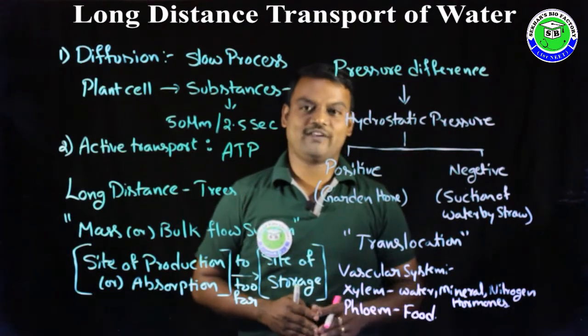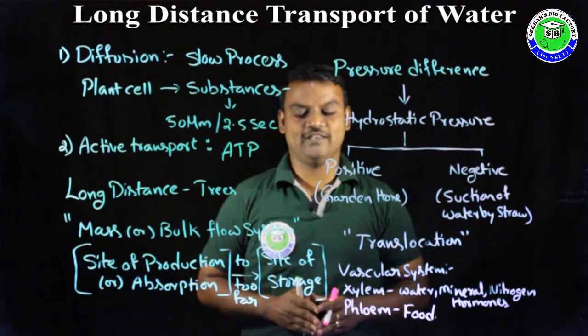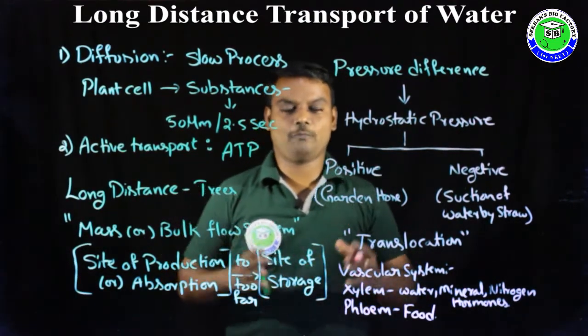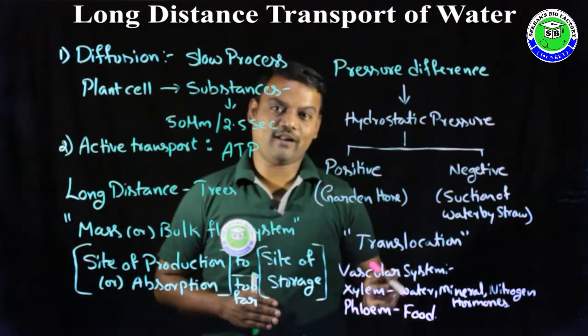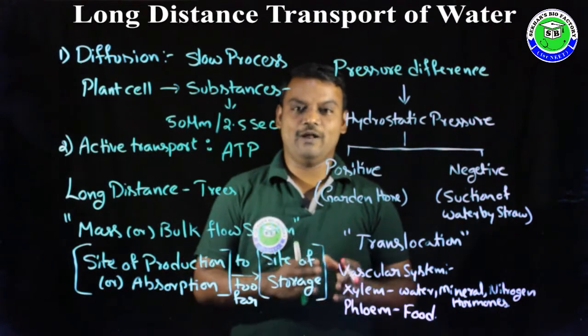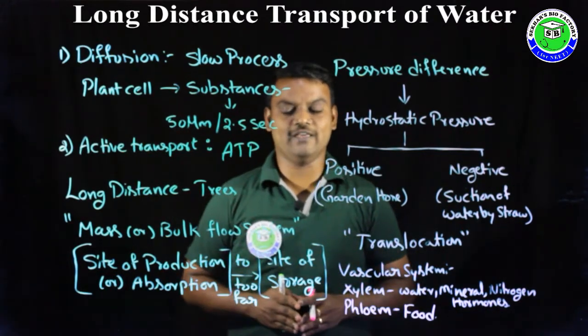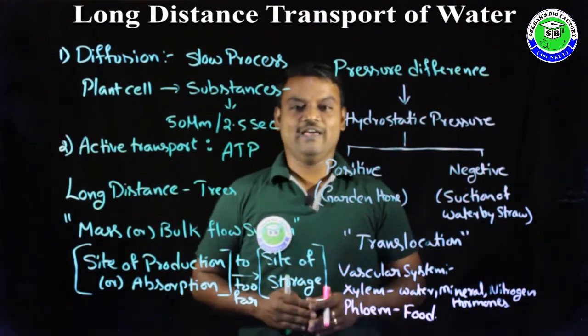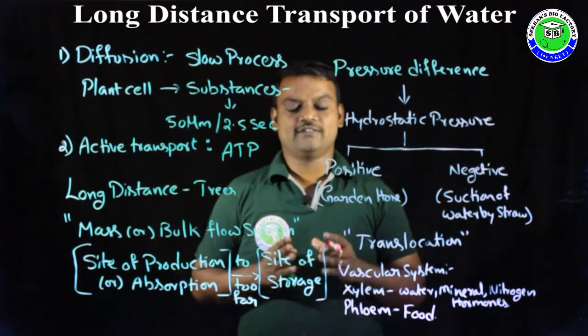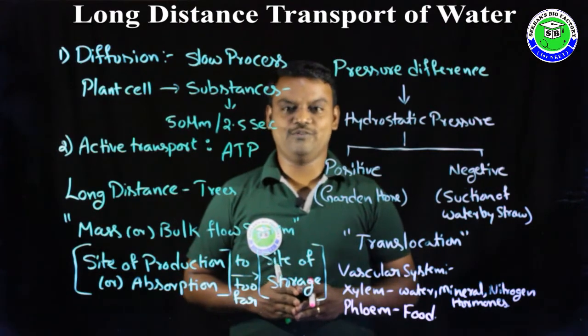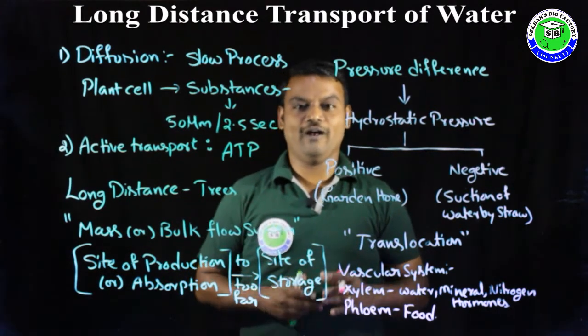So xylem always transports water and different substances from root to different parts of the plant body in one direction, that is unidirectional, and phloem can transport food substances from leaf to different parts of the plant body in multidirectional. In this way, with the help of vascular tissues, some of the substances or molecules can be transported for long distance.